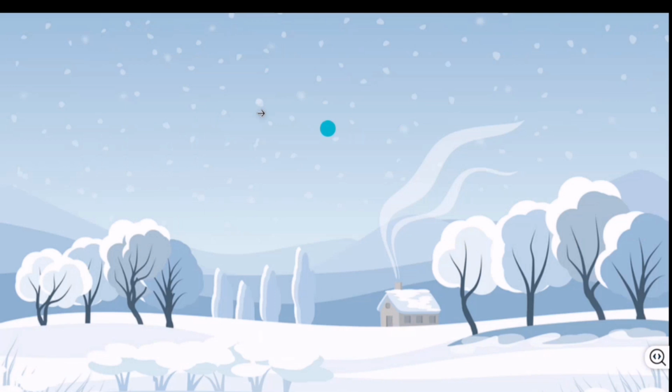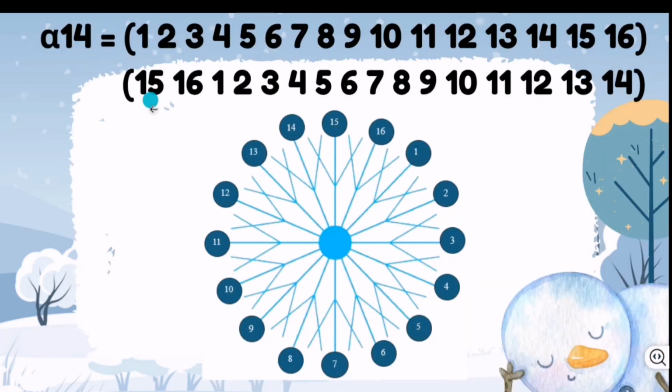And we have alpha sub 14 is equal to 1 to 15, 2 to 16, 3 to 1, 4 to 2, 5 to 3, 6 to 4, 7 to 5, 8 to 6, 9 to 7, 10 to 8, 11 to 9, 12 to 10, 13 to 11, 14 to 12, 15 to 13, and 16 to 14.